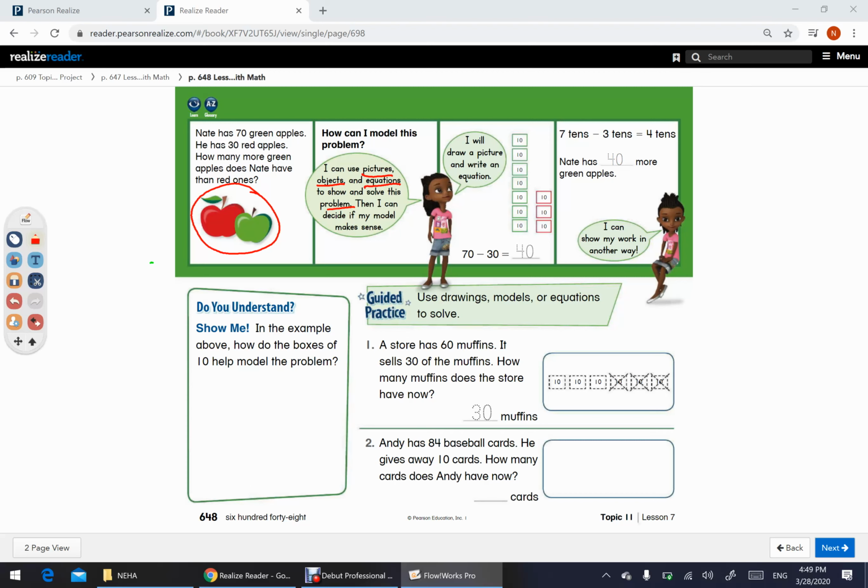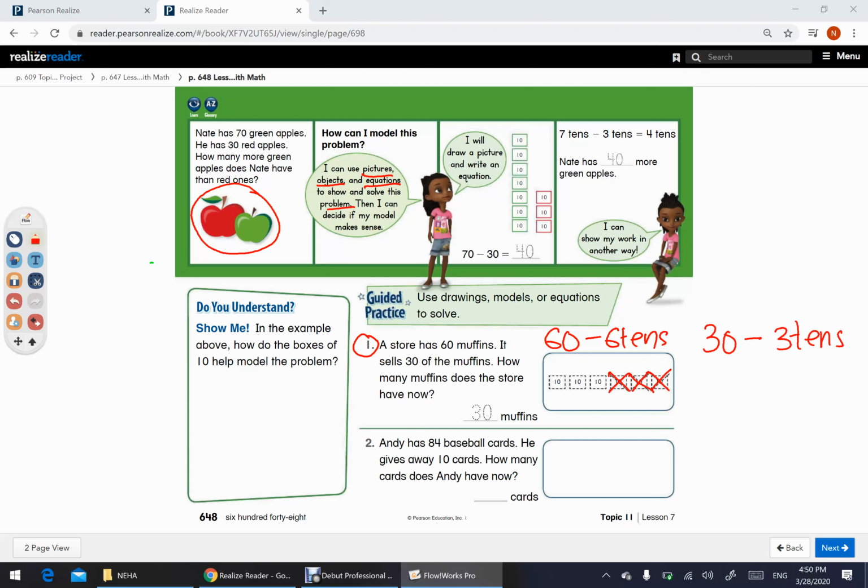Now, number 1, a store has 60 muffins. It sells 30 of the muffins. How many muffins does the store have now? Now you see 60 muffins, so we know that 60 is nothing but 6 tens, right? So 6 times you're going to draw the tens, and then it sells 30. So you will remove 30 from 60. 30 is nothing but, excellent, 3 tens.